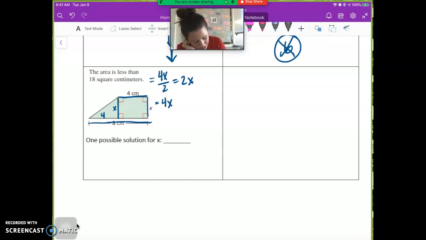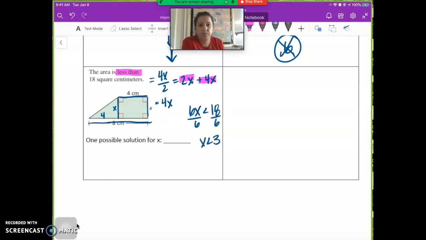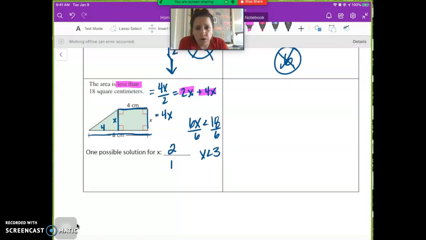Okay. So basically we're going to take the triangle and add it to the rectangle and then combine our like terms. So 2x plus 4x is 6x. So that whole shape is 6x. So the area is less than, so 6x is my area, is less than 18 square centimeters. Divide both sides by 6. x is less than 3. So possible solutions for this, numbers that are less than 3, are 2 and 1. 0 wouldn't work here and negative numbers wouldn't work here. So your only real possible solutions are 2 and 1 for that problem.